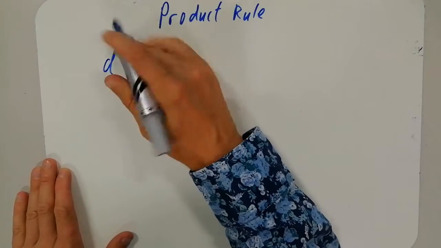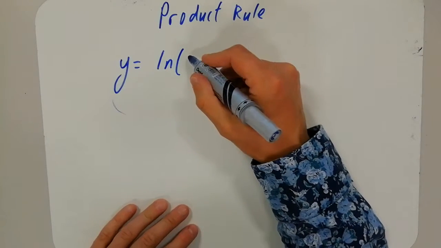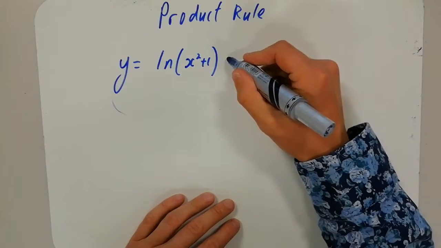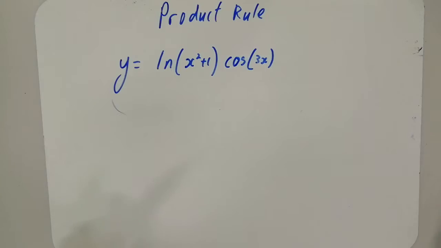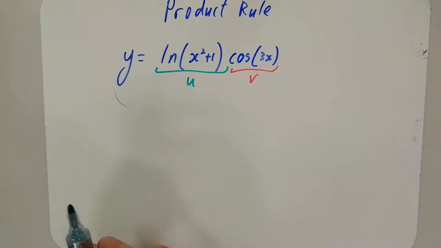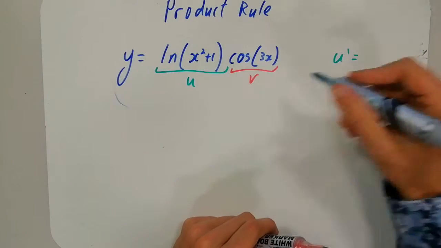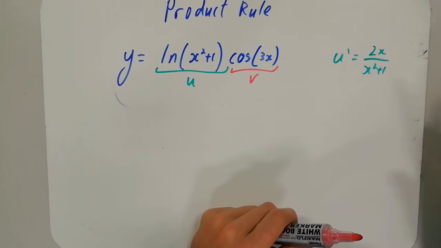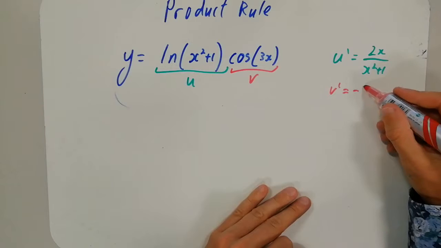So we have y equals some function. Let's go for ln of x squared plus 1 multiplied by cos of 3x. Okay, so just labelling these u and v. Keep the colours. I would then write down at the side u dash is equal to differentiating that with a chain rule times by the derivative of what's inside, and then ln differentiates to 1 over that function. Cos differentiates to minus sine. Remember your chain rule.